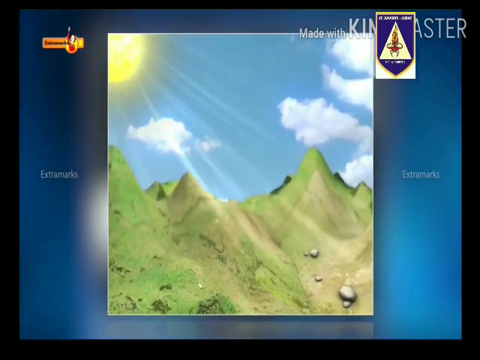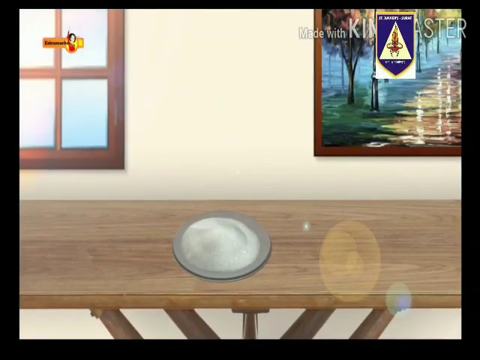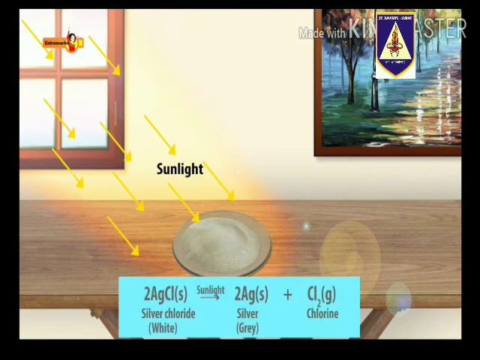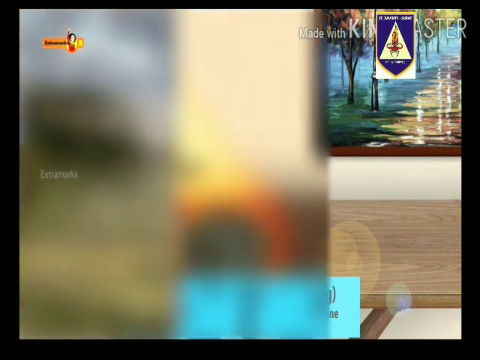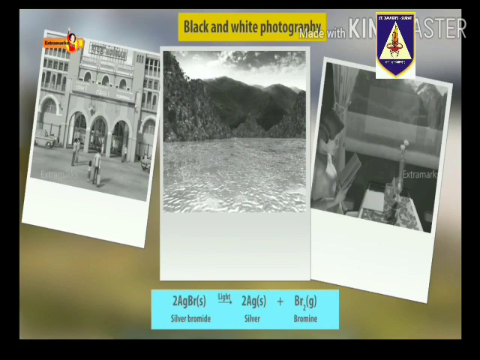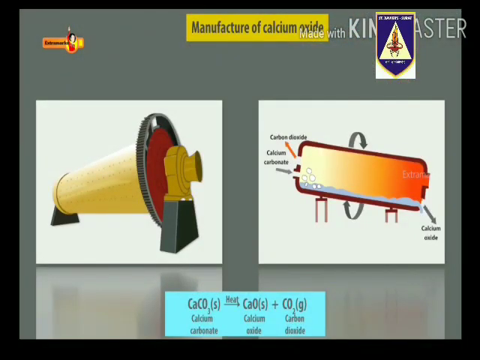Sunlight is also a form of energy. Can it also cause decomposition reaction? Yes. When a compound such as silver chloride is placed in the presence of sunlight, it decomposes to silver and chlorine. Decomposition reactions are important for us. These are used in black and white photography, extraction of metals, and manufacture of calcium oxide.